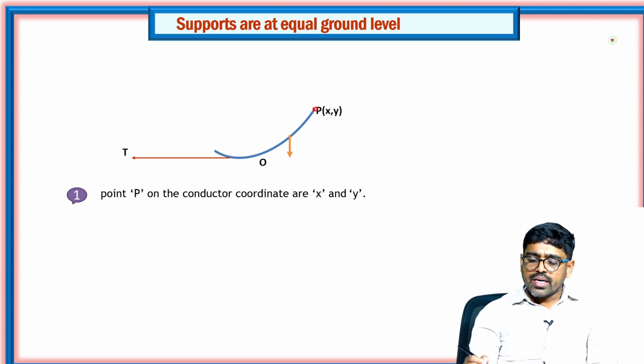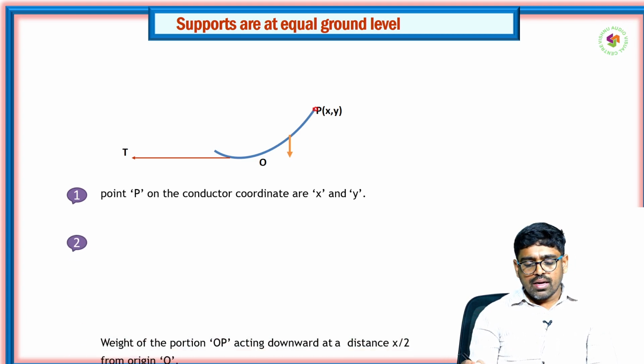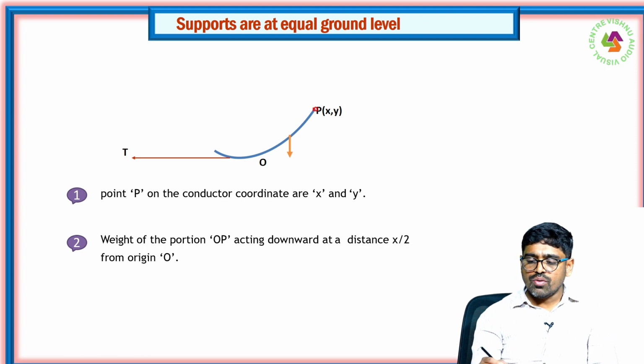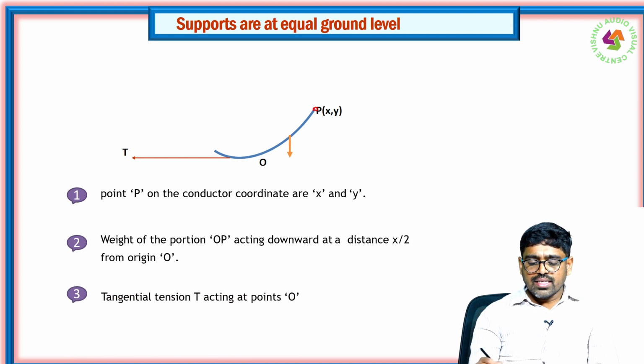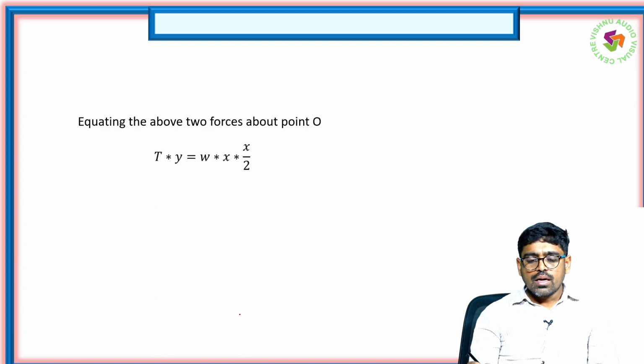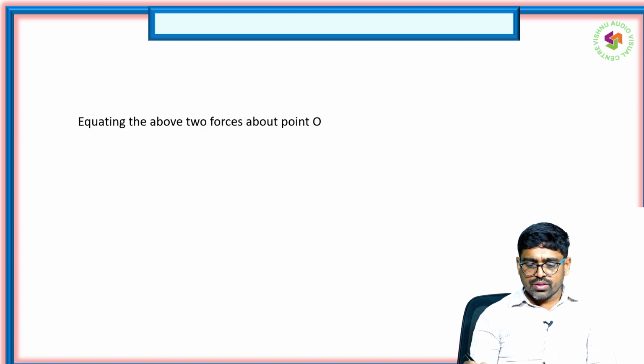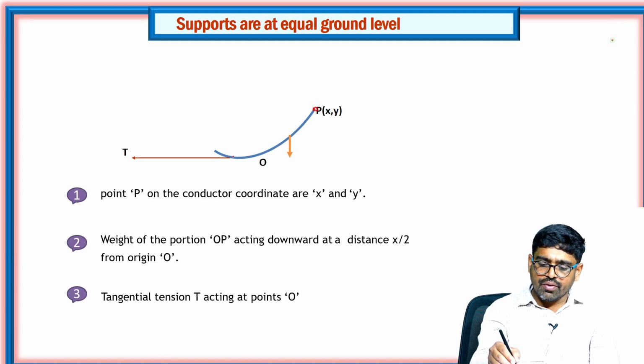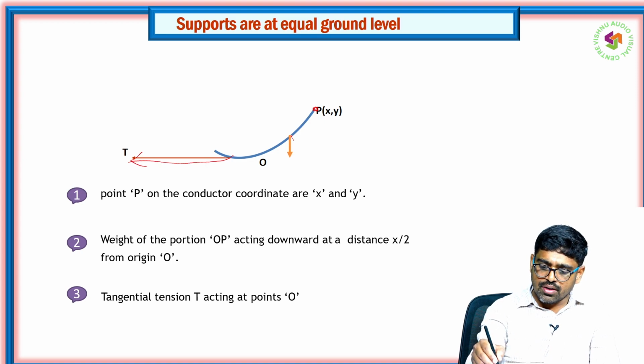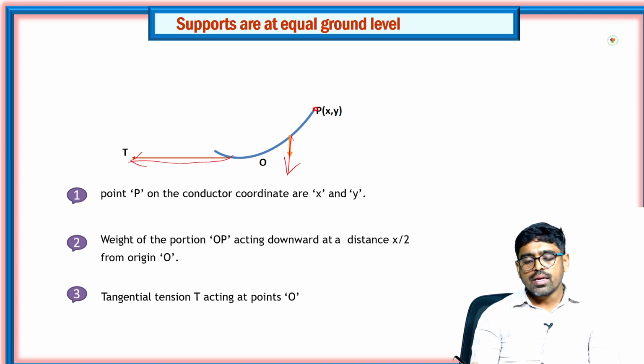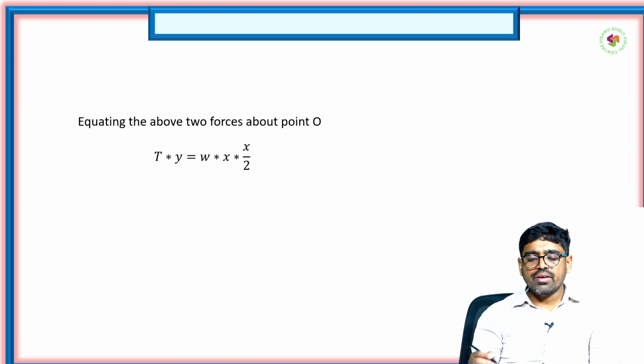So the point P on the conductor has coordinates x comma y, and the weight of the portion OP acts downward at a distance x by 2 from the origin O, and the tangential tension T acts at point O. Equating the above two forces, this tangential force and this downward force are acting equally. Then, equating the above two forces, T into y.